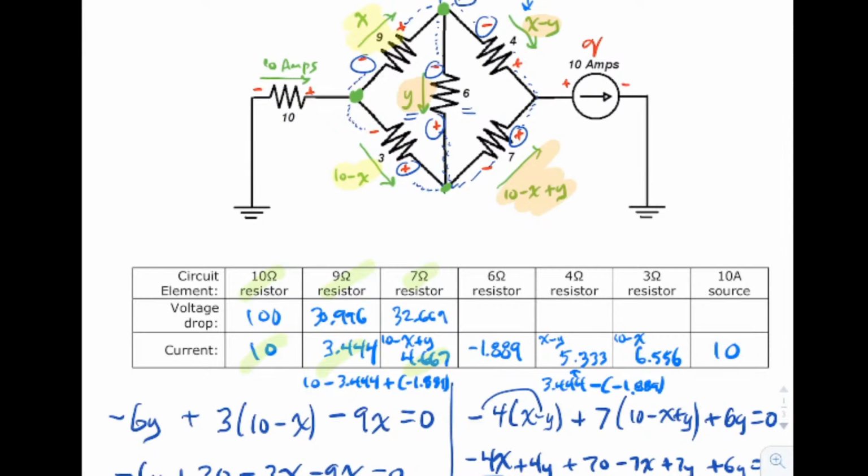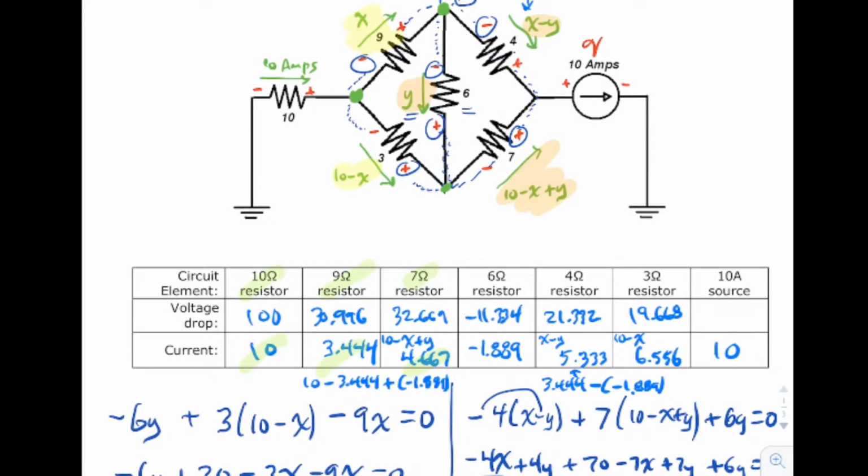6 ohms times that, 6 times 1.889, and it's negative, by the way, is a negative 11.334 volts. 4 ohm resistor, 4 times 5.333 is, we got a 21.332 volts over here. 3 ohm resistor, 3 times 6.556 is, we got a 19.668 volts over here. Boy, a lot of resistors in this one.